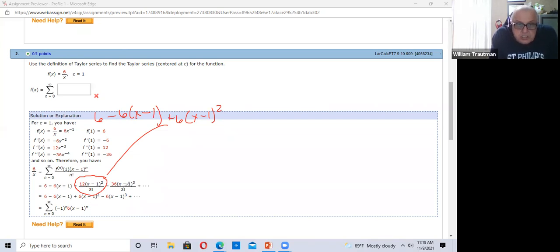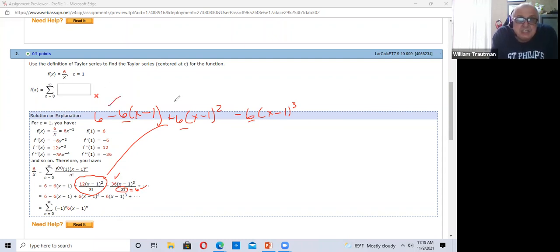And here, if you take 3 factorial, 3 times 2 times 1, 3 factorial is 6. 36 divided by 6 ends up being 6. So we still end up with a 6, but a negative this time, x minus 1 to the third. And if you keep on going, you'll see the pattern is going to be the same. There's always going to be a 6 here.